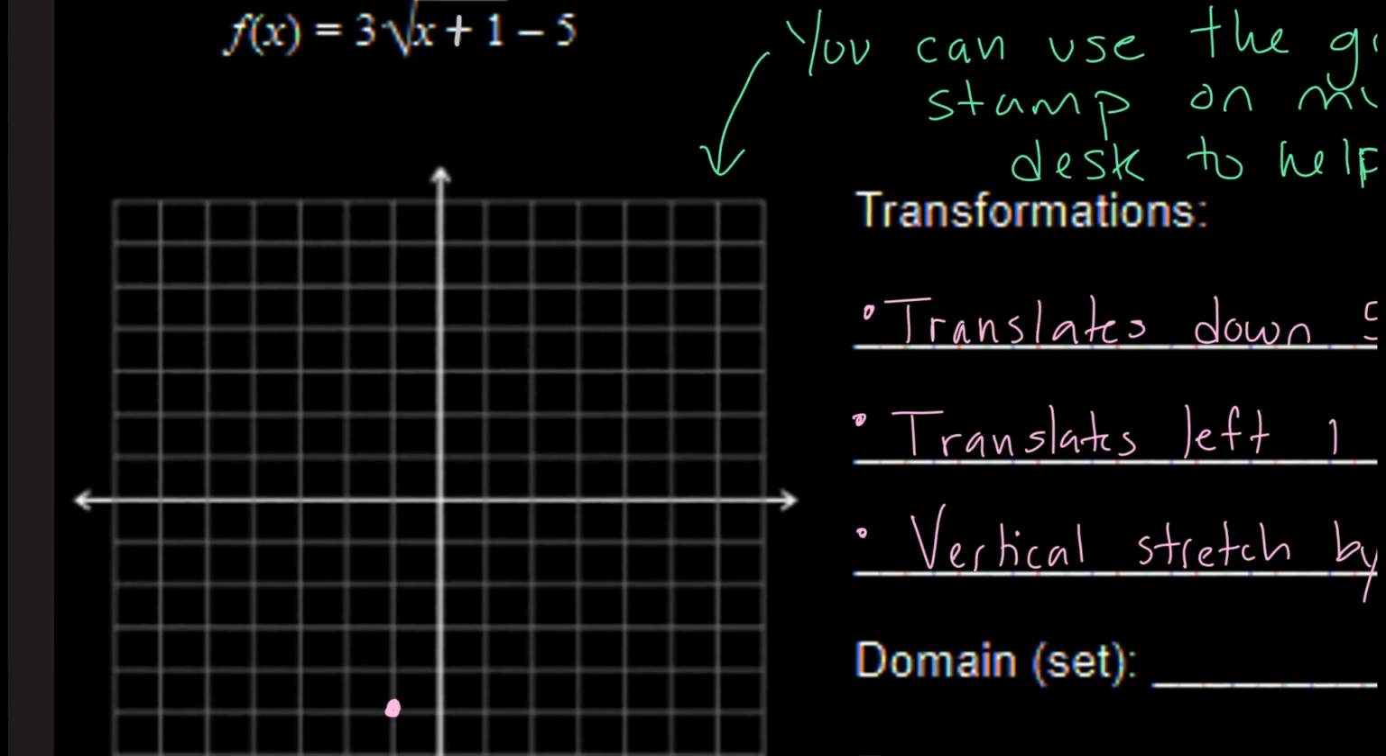If it hadn't been stretched, from this point, where would we go? Up 1, over 1. But it has been stretched, so what do we do? Up 3, over 1. And I'm done graphing. That's it.